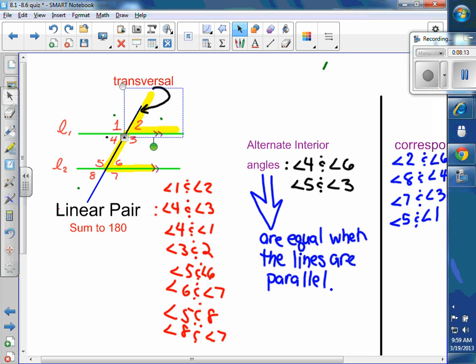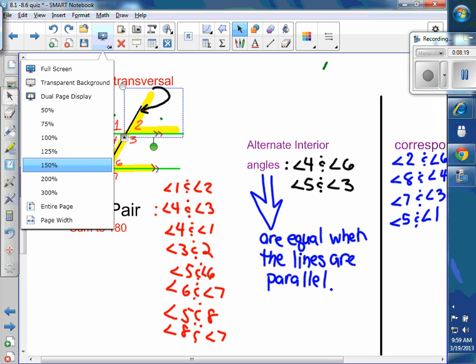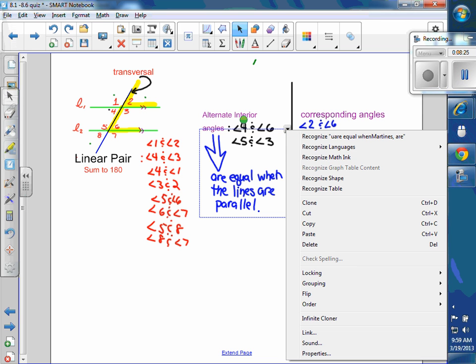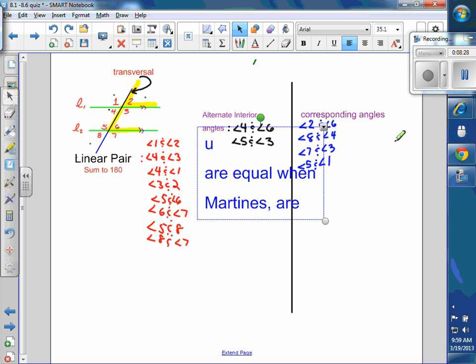Ian, a couple more minutes. So this statement over here is true. Look at my big arrow, they turned into a U.